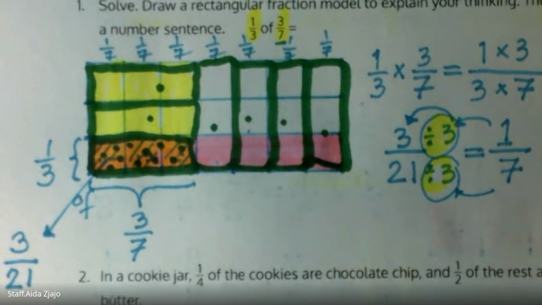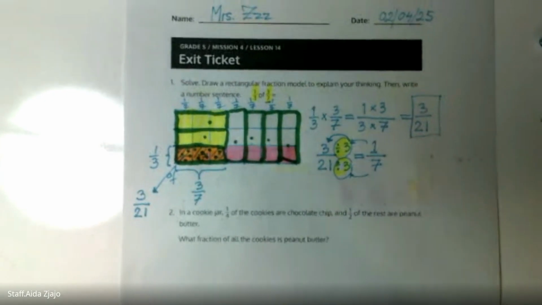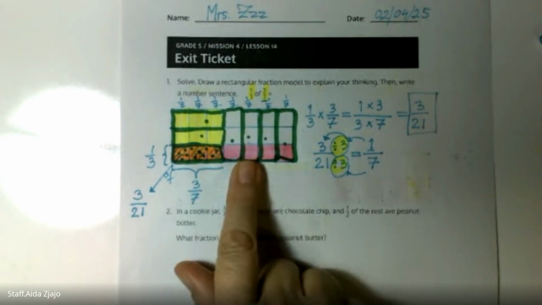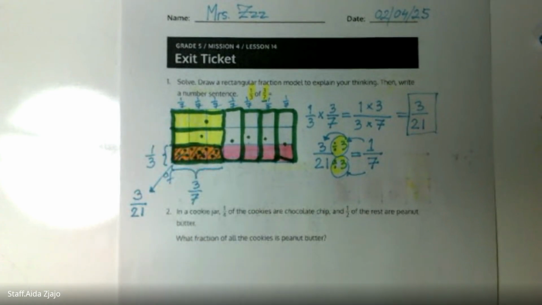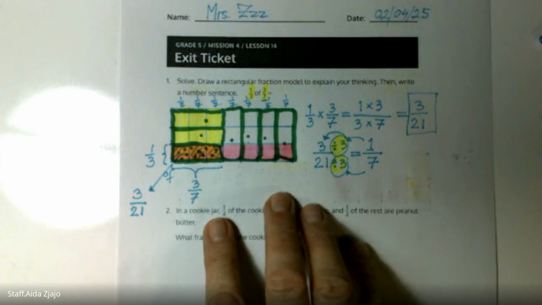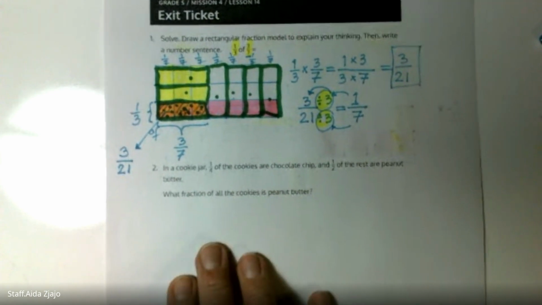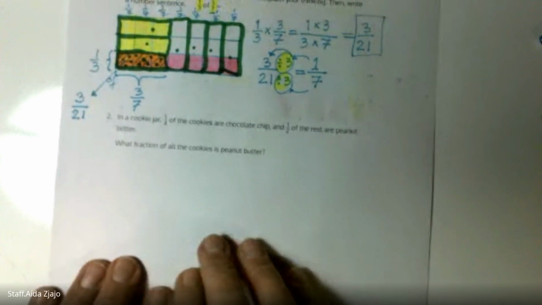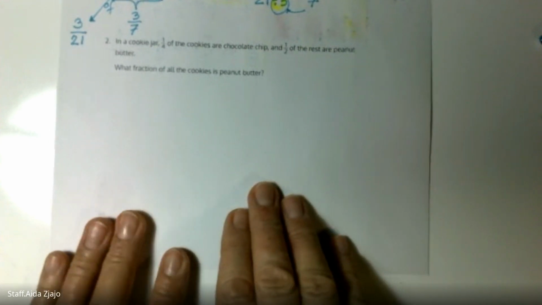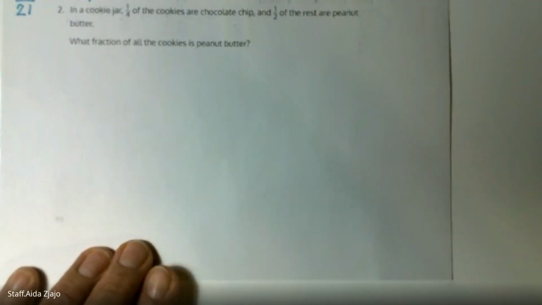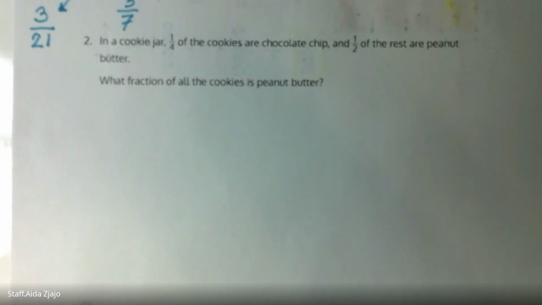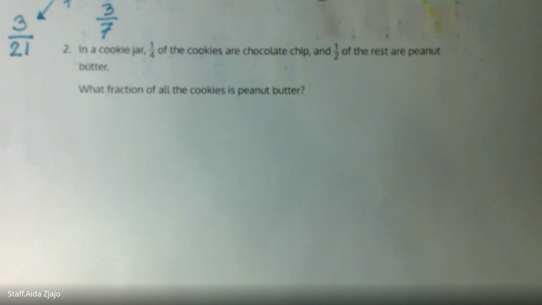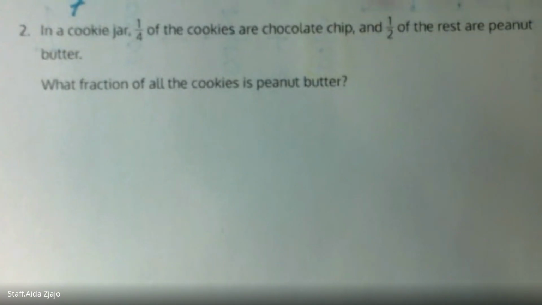Okay, I'm going to make it a little bit smaller so you can see. This was the exit ticket question 1. So now we're going to do question 2. I'm going to enlarge this a little bit so we can see that better.